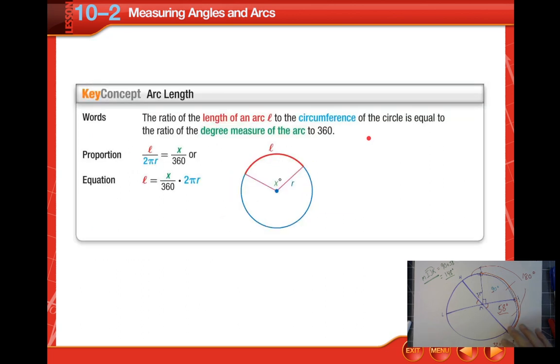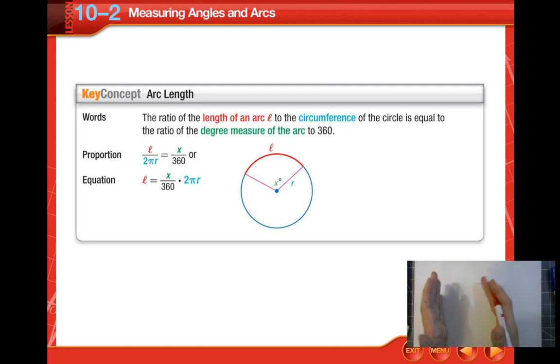So this is probably the most important thing from 10.2. This is calculating arc length. And what we're going to be doing here is saying, well, we have what percentage of the circle are we using? And then what is my total circumference?